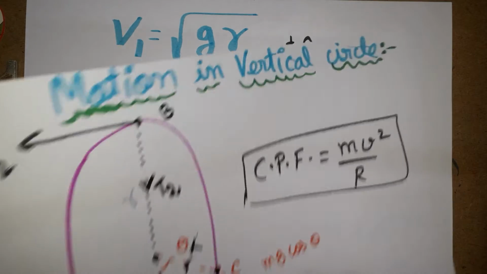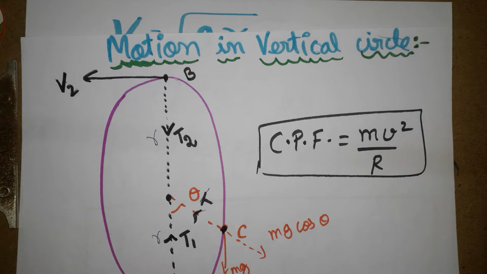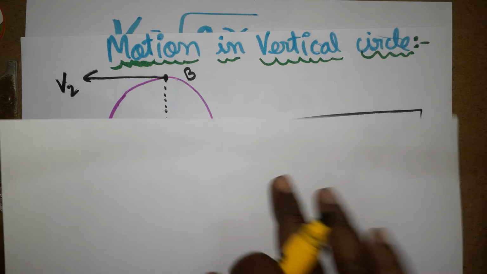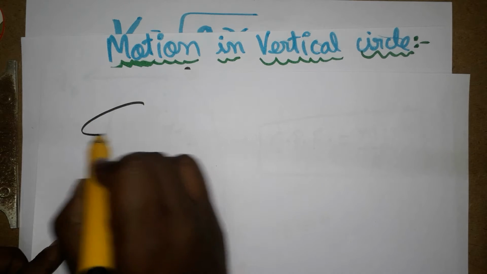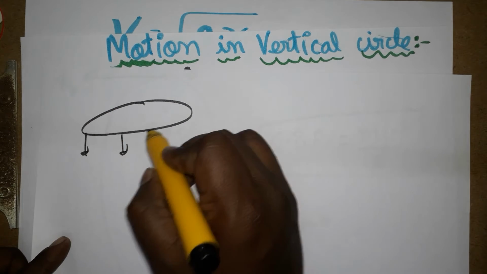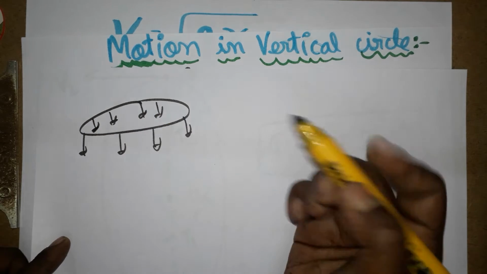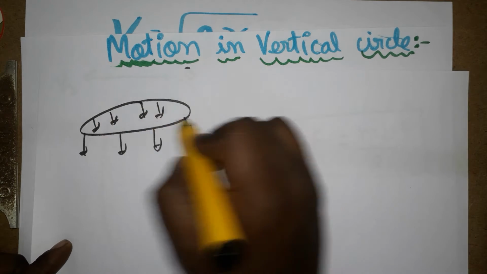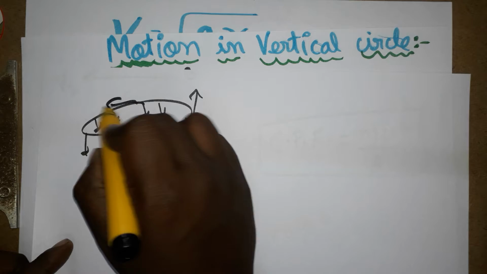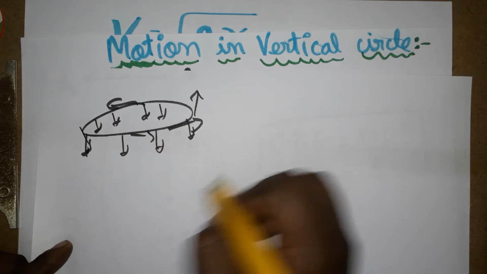Then we'll learn why we need to study it as a vertical circle, and why we are not able to study it as a horizontal circle. When it is a horizontal circle, gravity is constant. There is no change in gravity. So that means the velocity is going to be the same. It's not going to make any velocity changes because it's a horizontal circle.